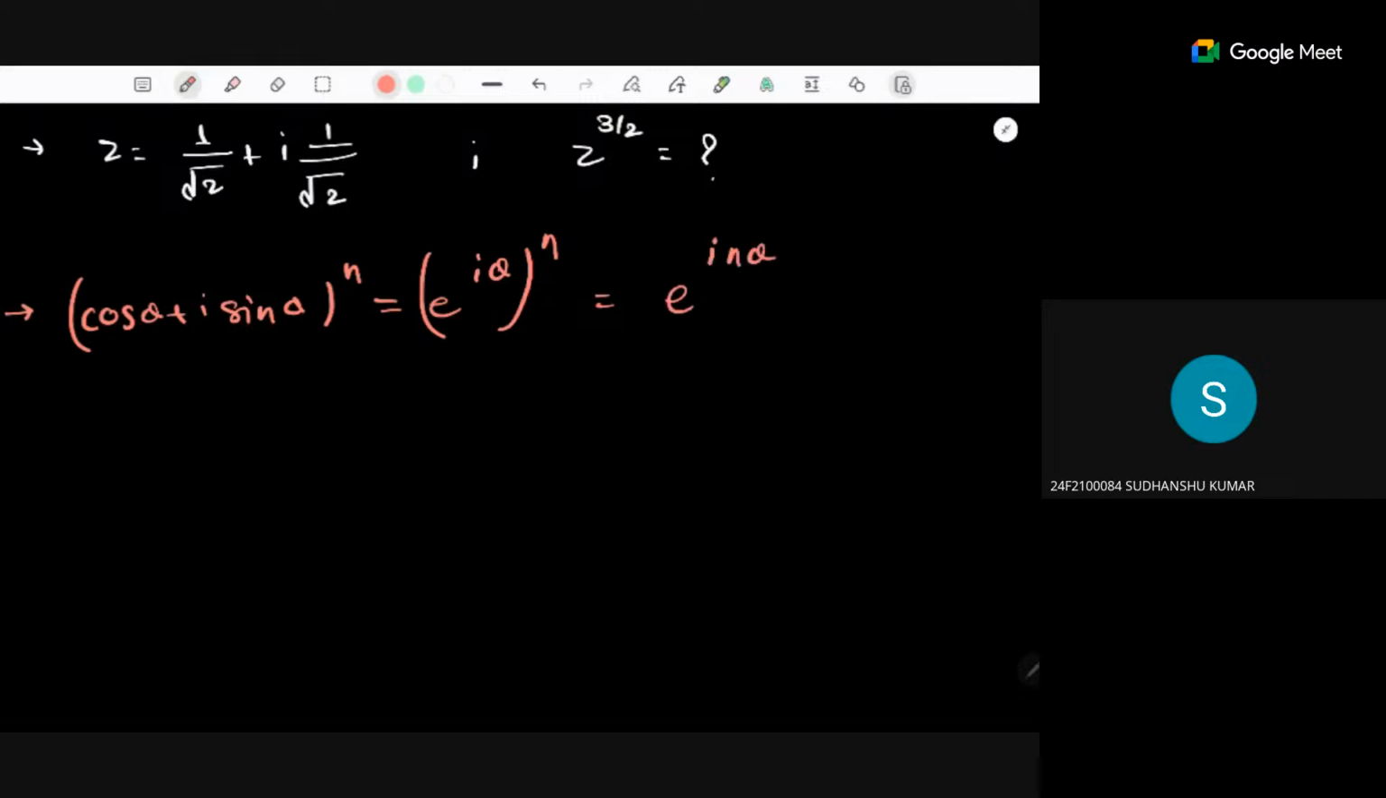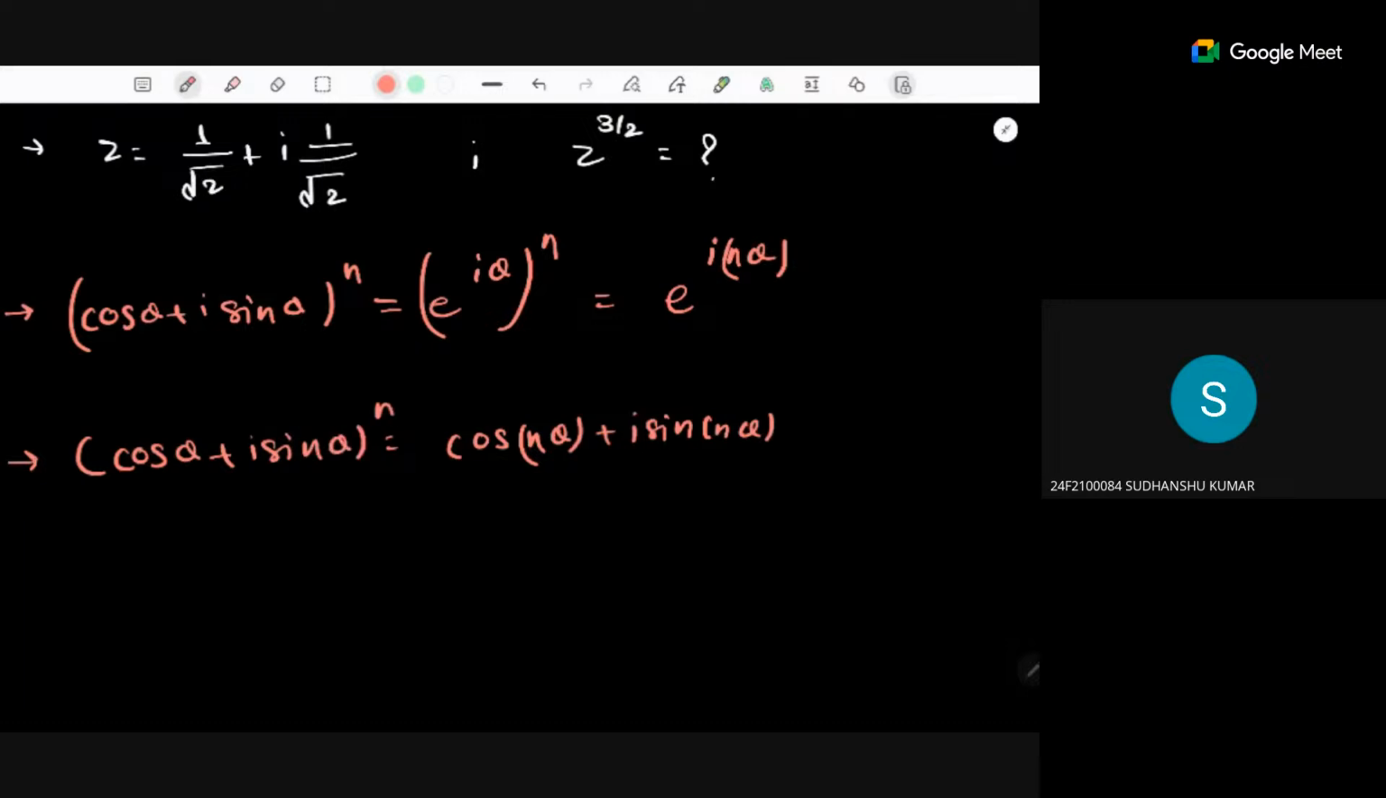And we can convert this number back in terms of sine and cos. So this is the same as now cos in place of theta, now we have n theta. So this is the same as cos n theta plus iota sin n theta. So we actually use this formula to compute any power of complex numbers: (cos theta plus iota sin theta) to the power n is equal to cos n theta plus iota sin n theta. Okay, so now let's get back to our example.